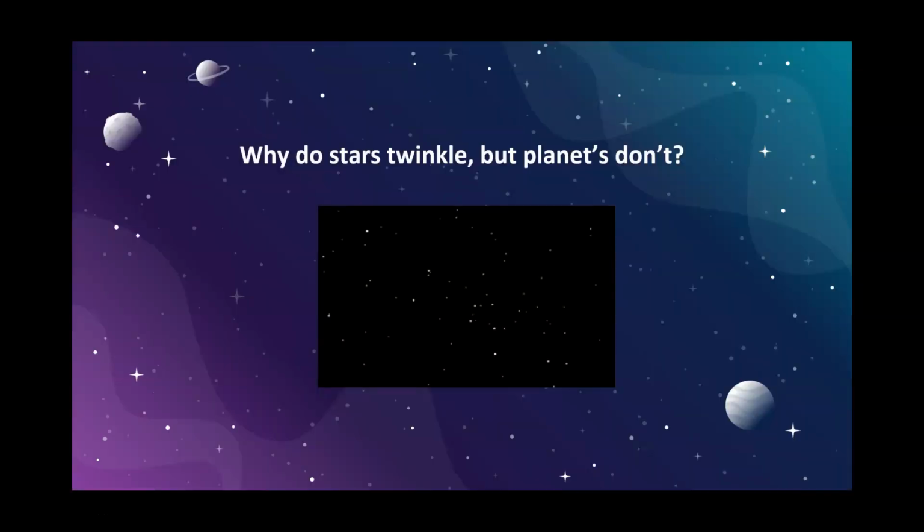So our essential question for this lesson is, why do stars twinkle but planets don't? Stars twinkle because of the light traveling over a large distance, and that's because stars emit light and planets do not. Planets actually reflect light from the stars that they are orbiting.